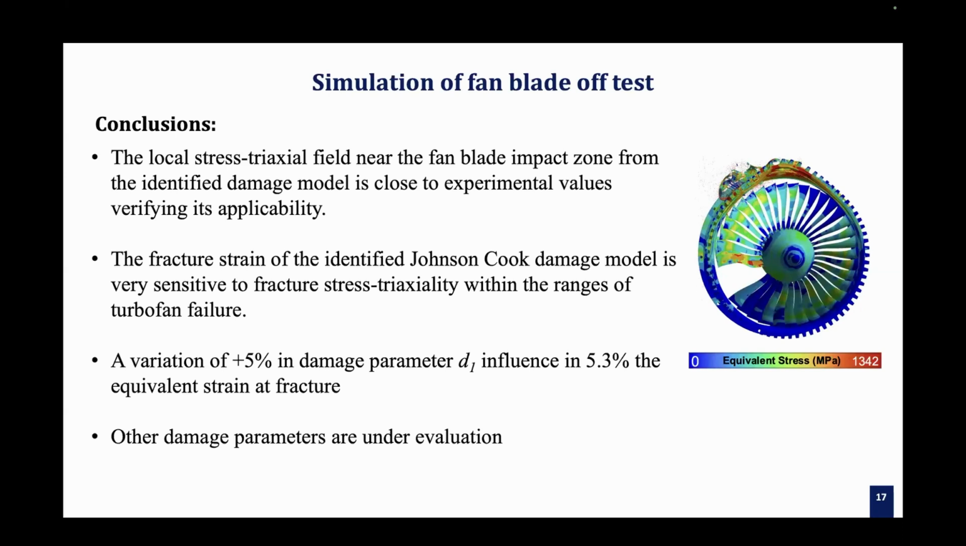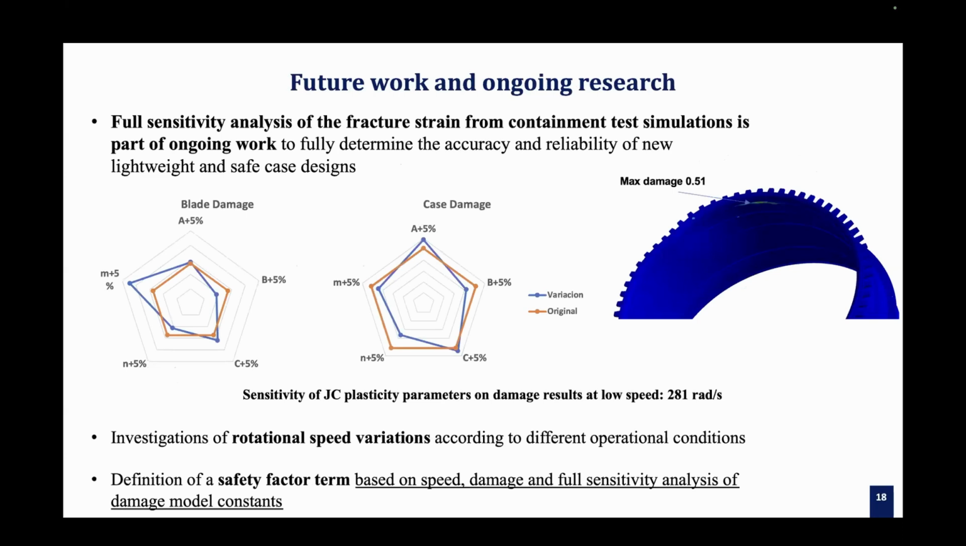We can see that a 5% error in D1 is more or less a 5% error in the plastic strain. So, conclusions: the local stress triaxiality field near the fan blade affects the identified damage models. We are quite close for stress triaxiality, but for fracture strain, we still have to work on it. Also, a 5% variation affects the result by the same degree, and other parameters are under evaluation. I will show you really fast some sensitivity analysis we are still performing. This data was sent last night.